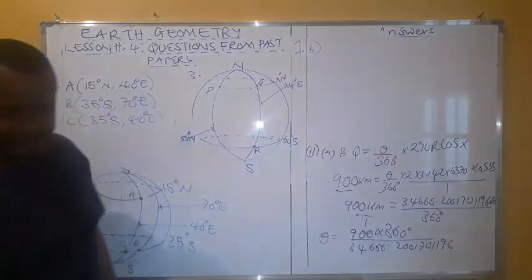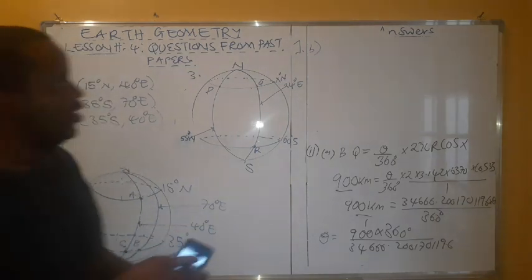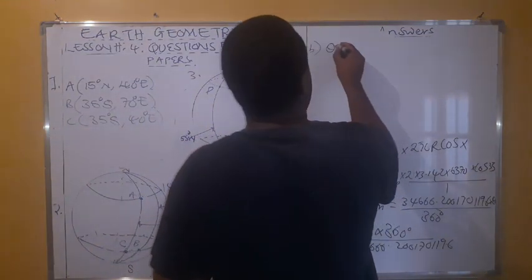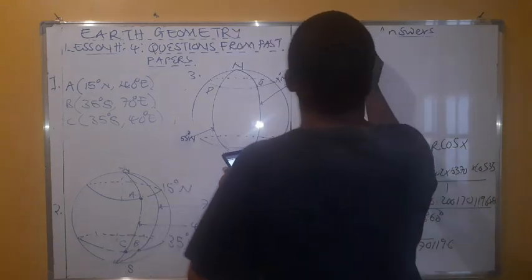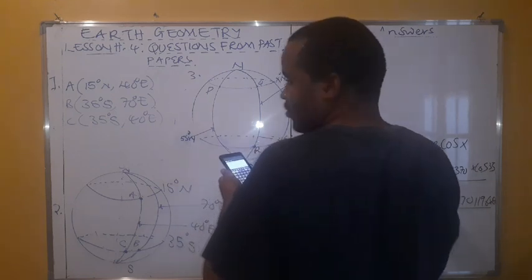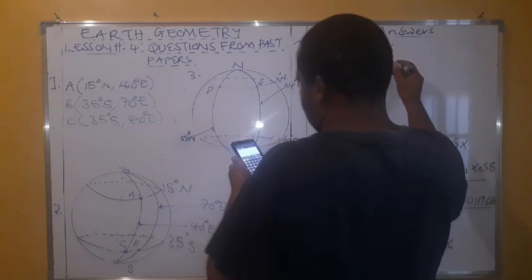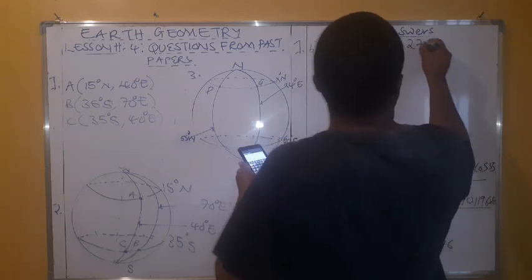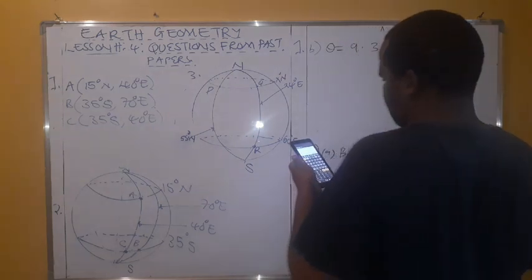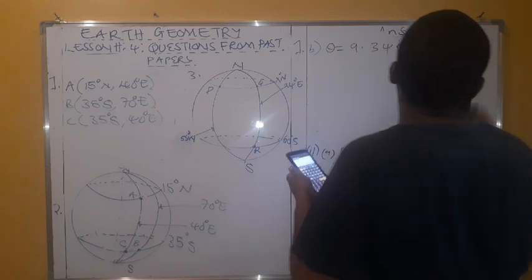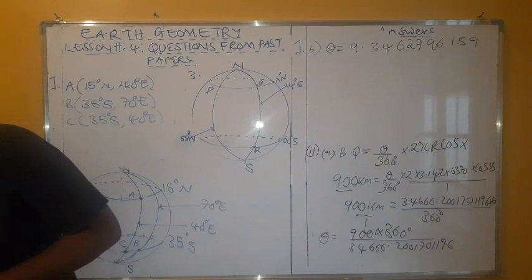When you work that out, you find that our theta is equal to 9.34627961589. That is our theta.